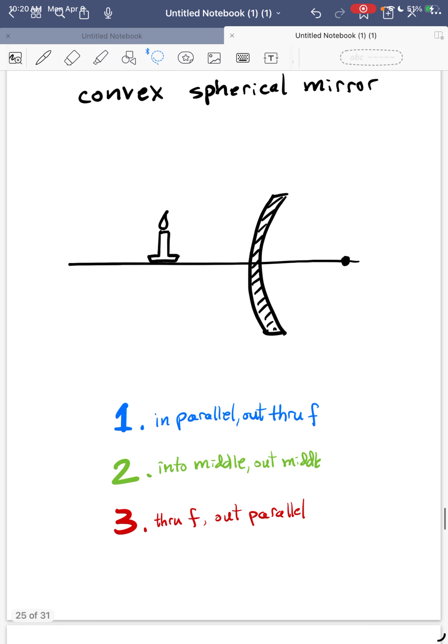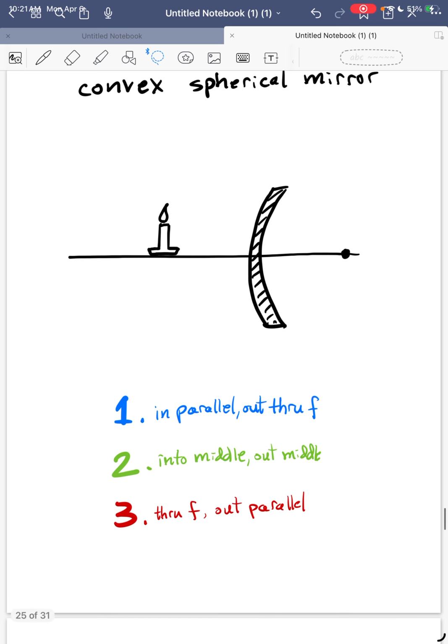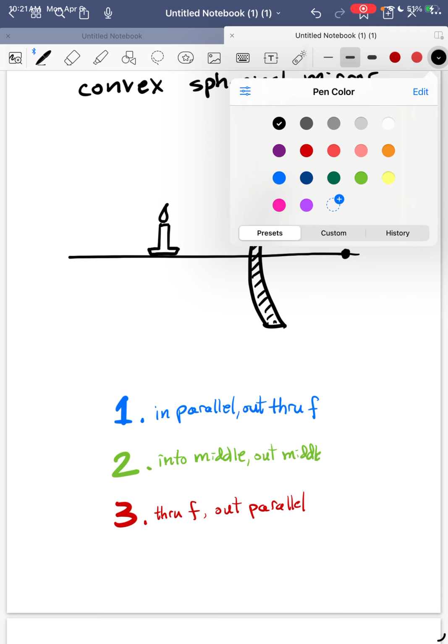Now let's talk about a convex spherical mirror, okay? And so now the focal point is on the other side, like that. And so it's bulging outward, it's convex, okay? Let's go through the different rays, and we'll trace them just as we did before.